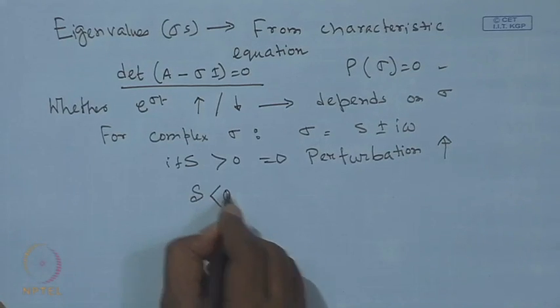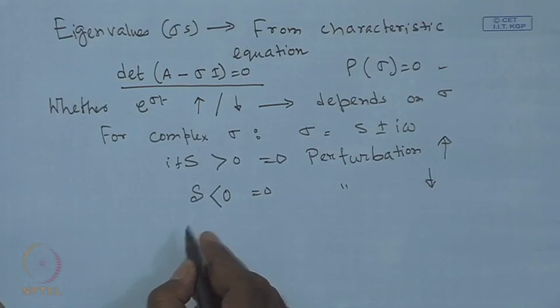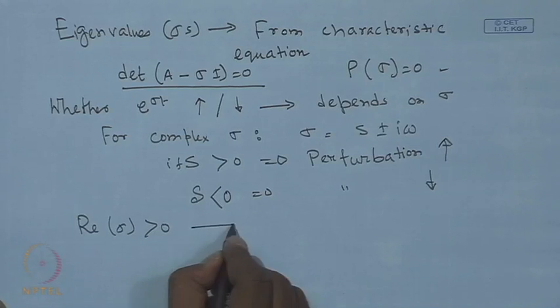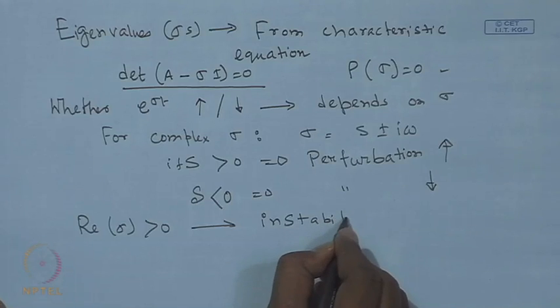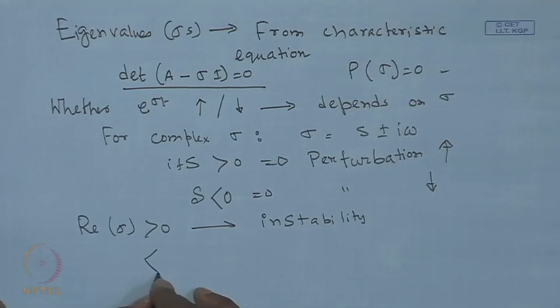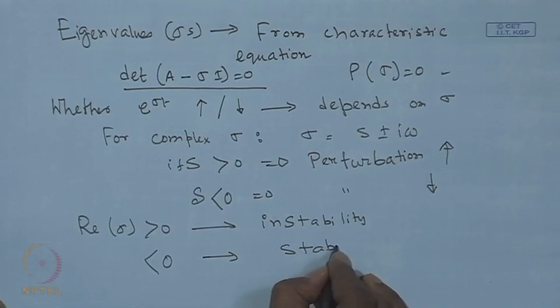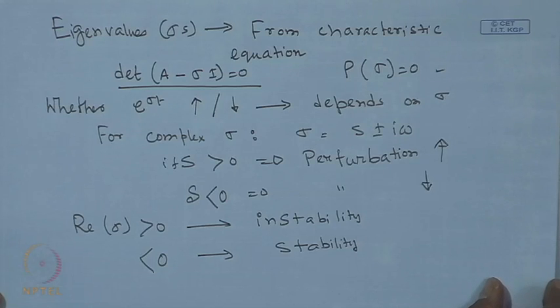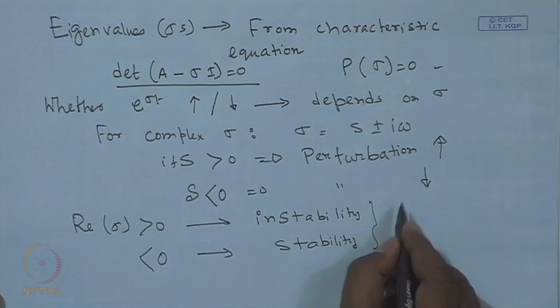If sigma is negative, then the perturbation decays. So, the point is the real part of sigma should be greater than 0 for instability, and the real part of sigma is less than 0 for stability. Okay. So, stability can be analyzed by evaluating the eigenvalues.